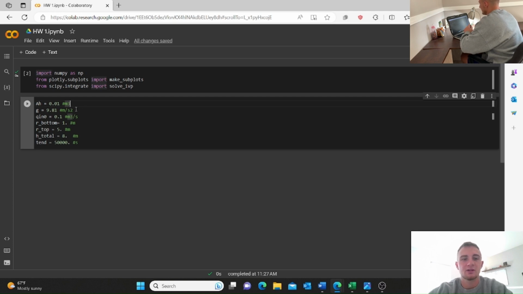We have g, our gravitational constant, 9.81. We have our initial flow rate into the tank, which is 0.1 cubic meters per second. And then we have some dimensions of our conical tank. We have the radius of the bottom of the tank at 1 meter, the radius of the top of the tank at 5 meters, and the total height of the tank as 8 meters. And then this Tn here, I named it Tn because I'm going to use it as our time in our plot. But essentially what we want to look at is how this change occurs over a period of 50,000 seconds.